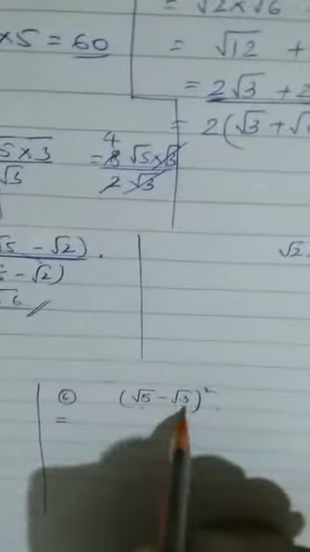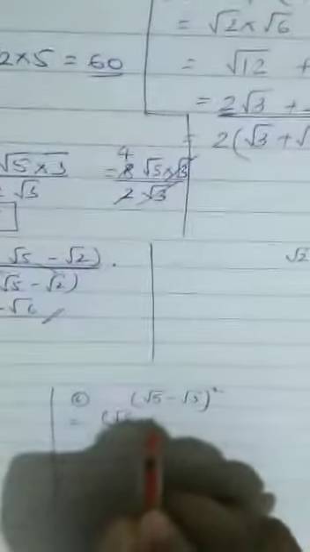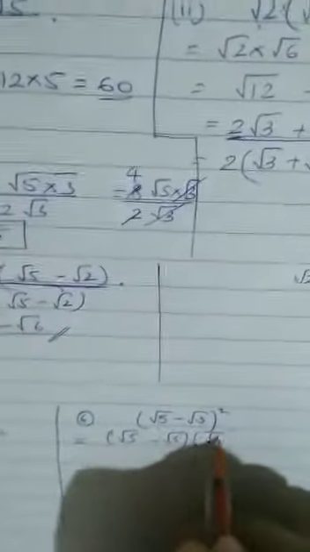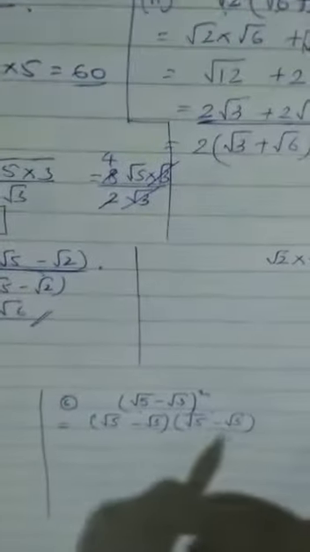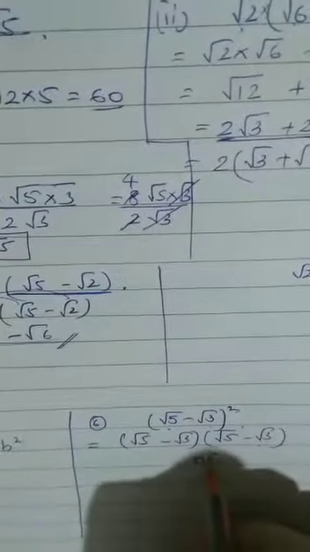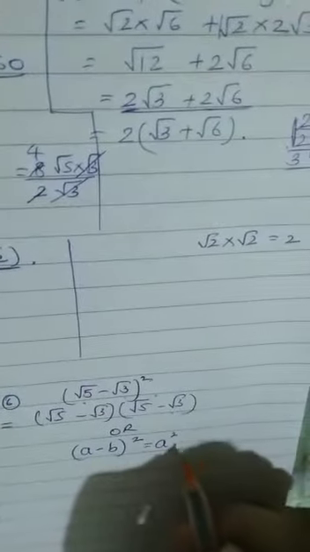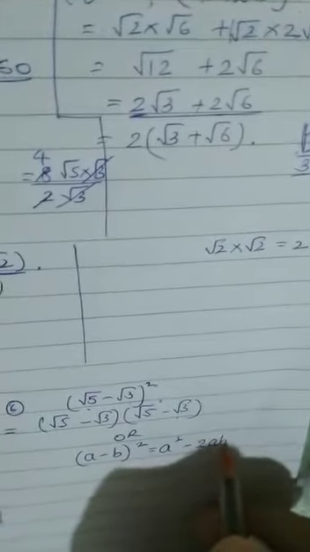Similarly, let us take another example, which is root 5 minus root 3 the whole square. Now in this case, this can also be written as root 5 minus root 3 into root 5 minus root 3. The whole square means repeating the bracket twice. You can do that, and you can open and multiply, or if you remember the identity a minus b the whole square. What is a minus b the whole square? Very good. A square minus 2ab plus b square. I'll make use of this property.